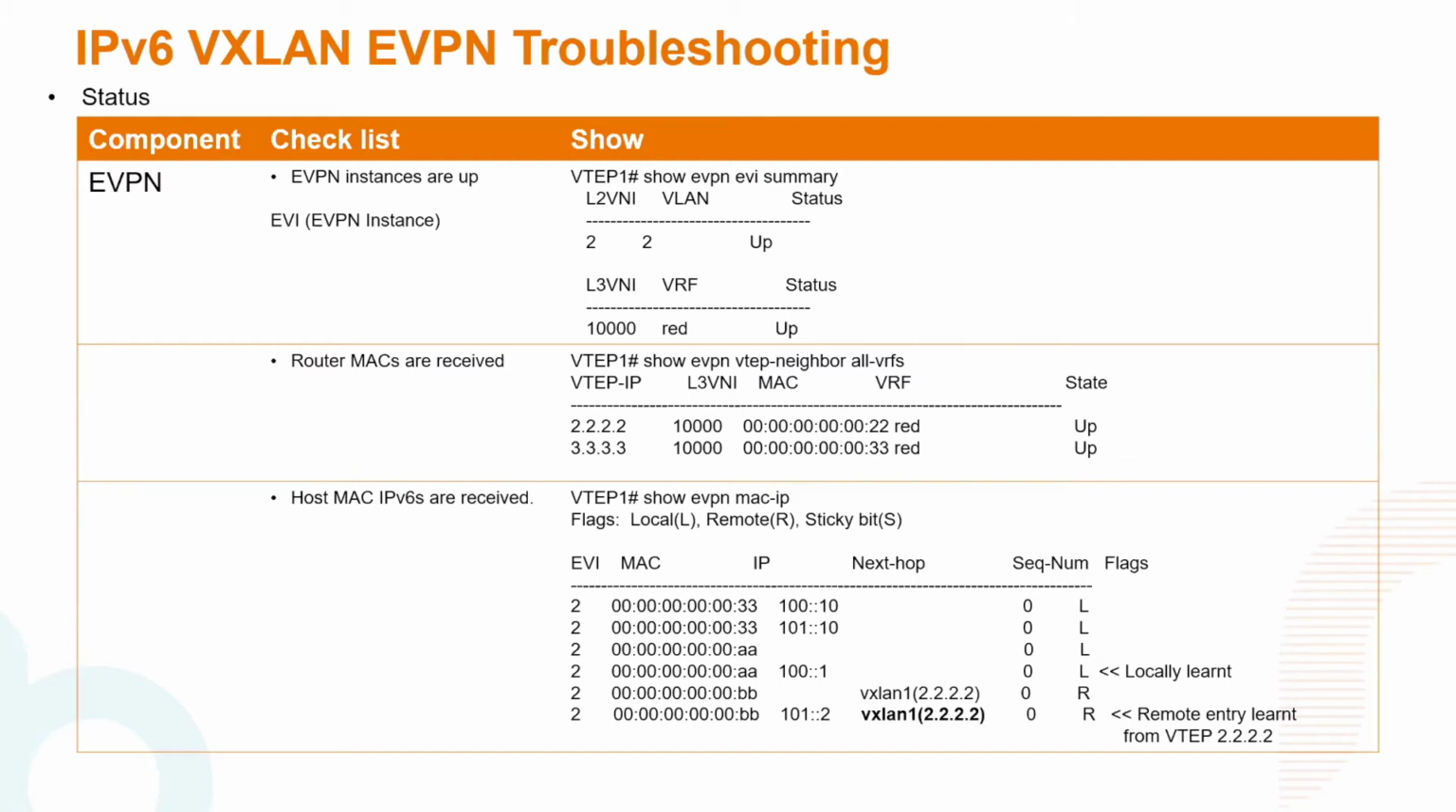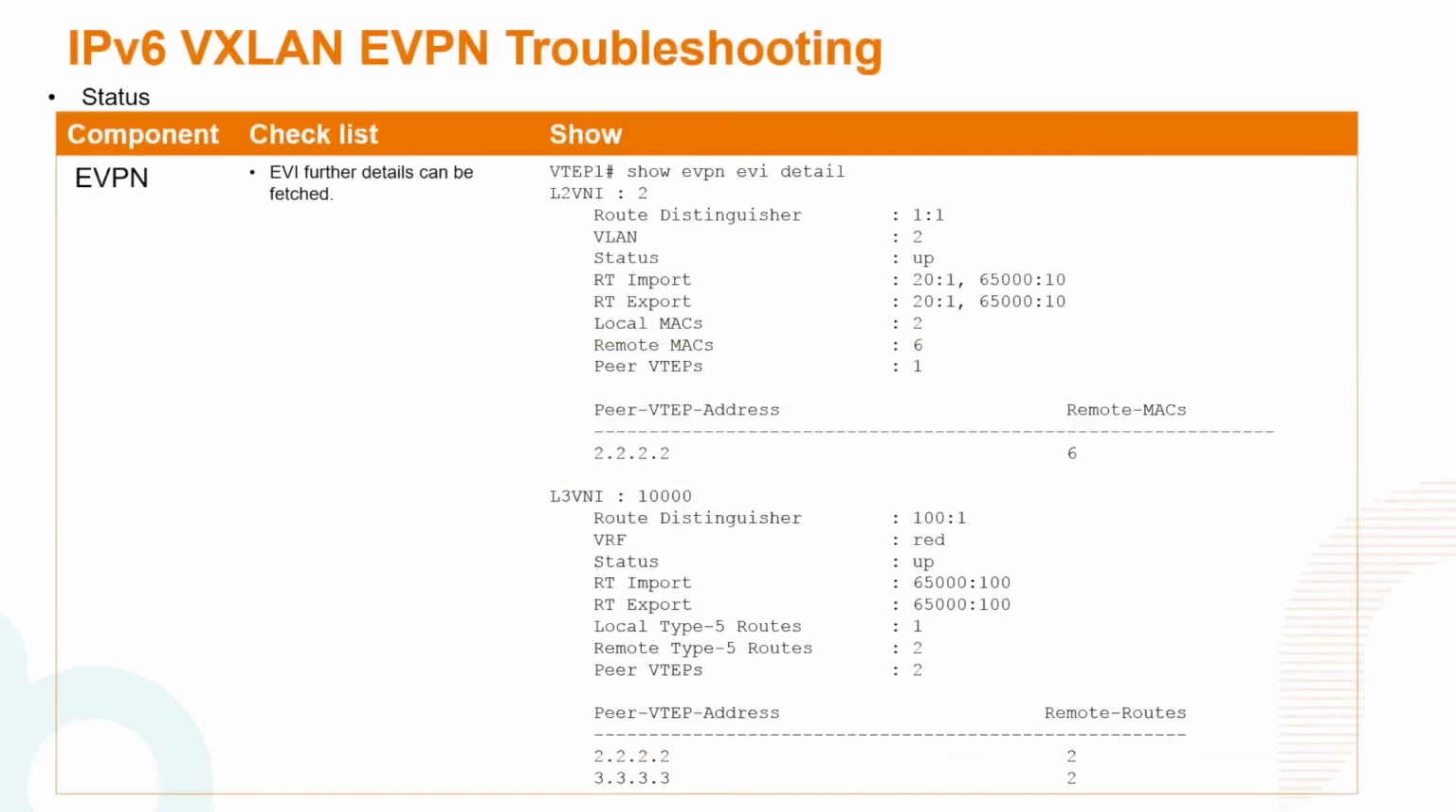Similarly, 100::1 is locally learned here. L stands for local and R stands for remote. Another command that we can check is show evpn evi details. This will show how many type 2 routes you received as well as type 5 routes received. All the details can be found in this show command.